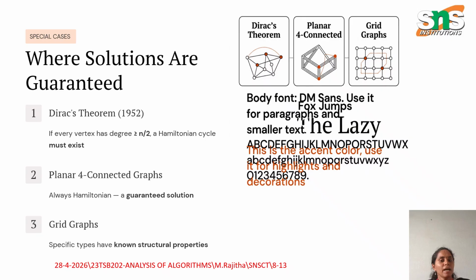Special cases where solutions are guaranteed. Although the general problem is difficult, some special cases guarantee a Hamiltonian cycle. The first is Dirac's theorem. It states that if every vertex has a degree greater than or equal to n divided by 2, then a Hamiltonian cycle definitely exists. The second case is planar 4-connected graphs. These graphs are always Hamiltonian. The third case is certain grid graphs which have specific structural properties. These special conditions help researchers identify graphs where solutions are guaranteed.